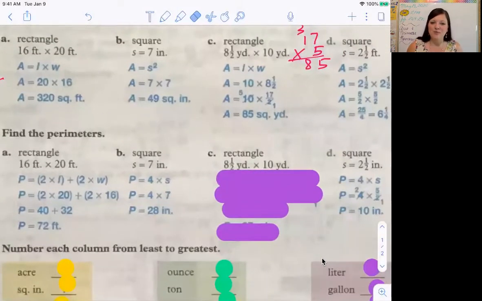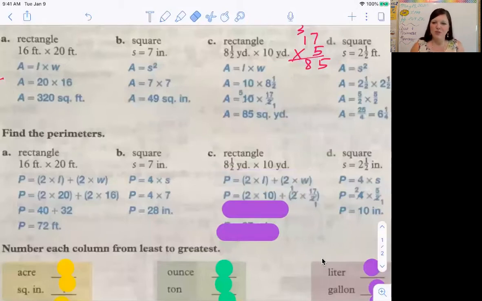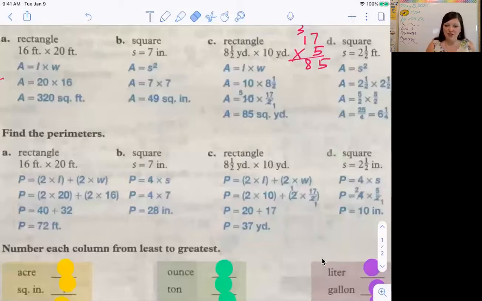Move on to the rectangle. P equals 2 times L plus 2 times W. 10 is our length because it is larger. 8 1/2 will be our width. Let's multiply. 2 times 10 is 20. You can go ahead and multiply that out by multiplying 2 over 1 times and do your backward C, or you can split them apart. If you have 2 eighths, you have 16. 2 halves, that equals a whole. 16 plus 1 is 17. So 20 plus 17 equals 37 yards.